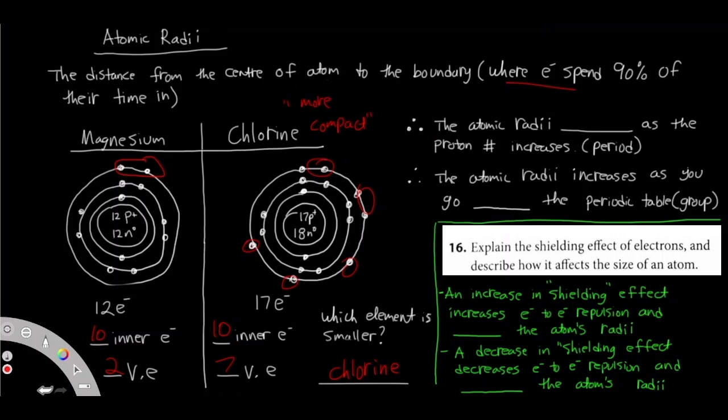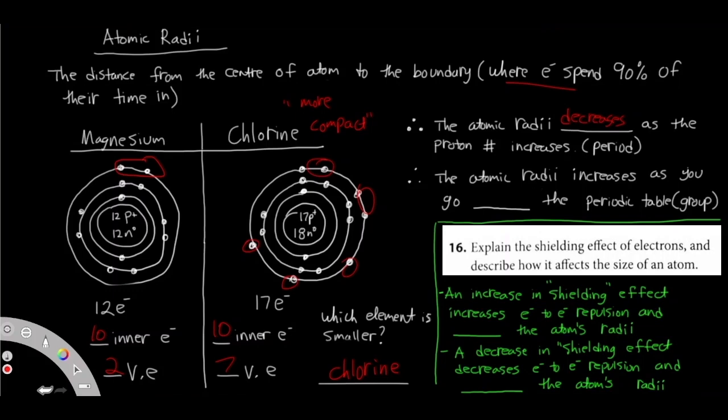Therefore, the atomic radii decreases as the proton number increases. Remember, proton number increases from left to right on the periodic table. So as you go from left to right, the atomic radii decreases.